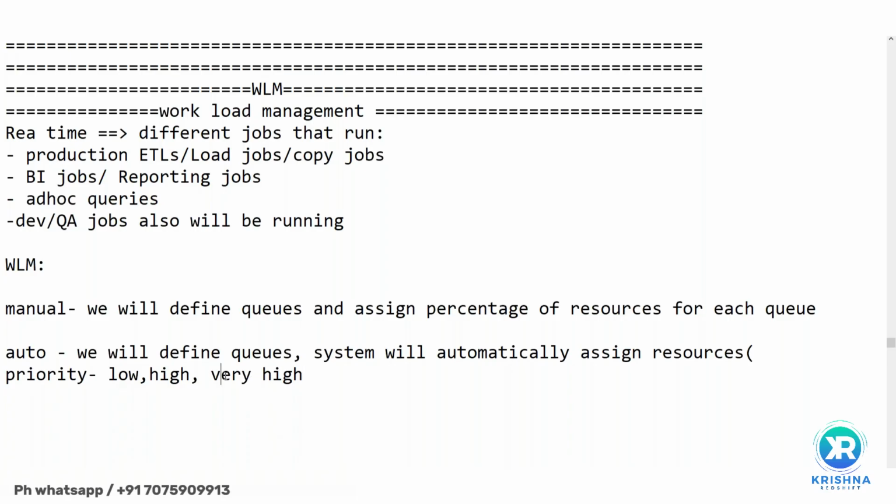If you define any queue with very high, it will be given more resources. If you define any queue with high, it will be given slightly high resources. If you define any queue with low, it will be given moderately low resources compared to other queues with high and very high. So based on this priority you define, it will control the system in auto WLM. I will show you now how to create manual WLM and how to create auto WLM.